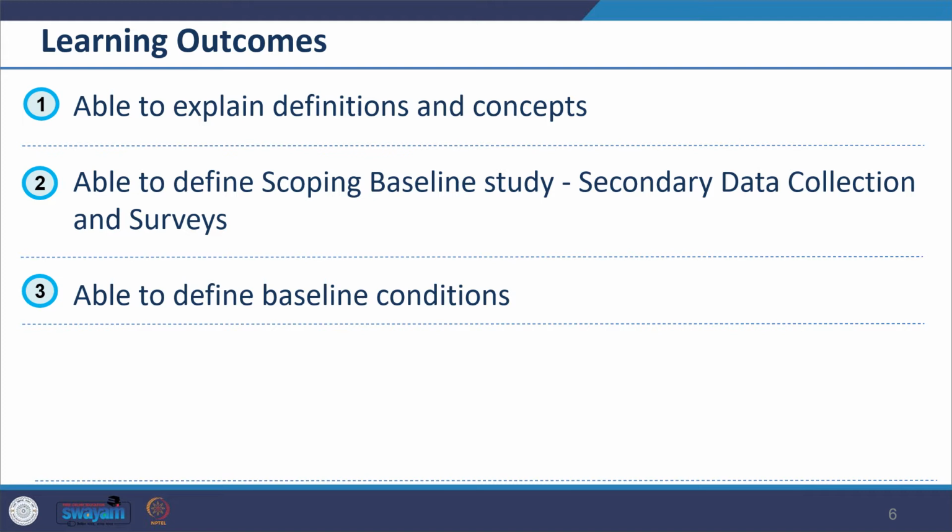And then you should be able to identify various secondary data sources which will be required for you to undertake baseline study, as well as you should be able to identify and select among the surveys which are available for geomorphological survey and ecological surveys. And then you would know the basic concepts and the process of how you evaluate the baseline condition. So that is the expected learning outcome.